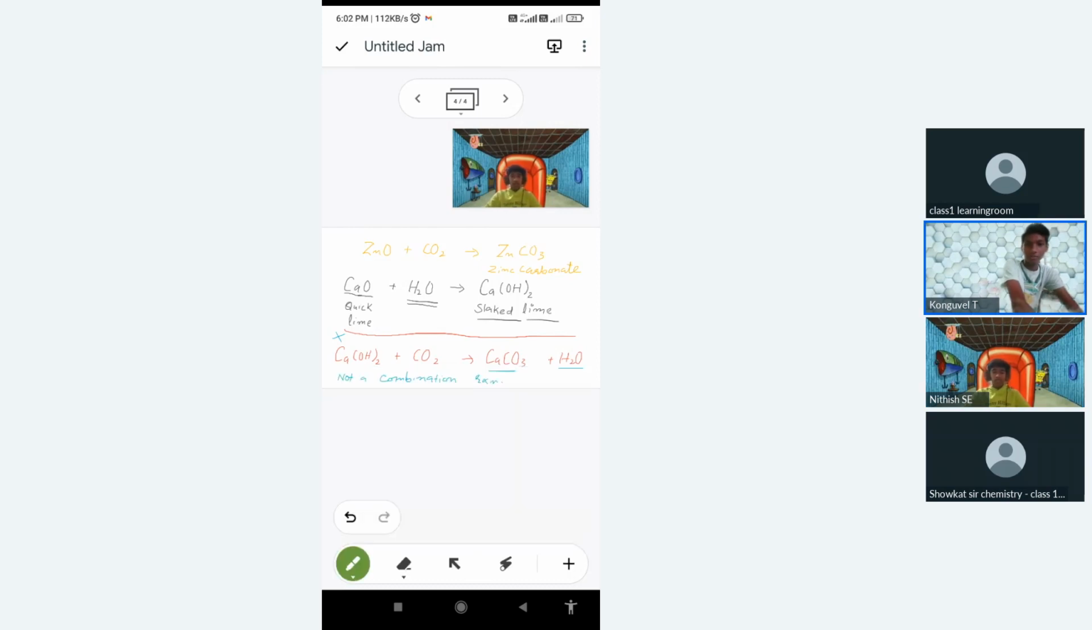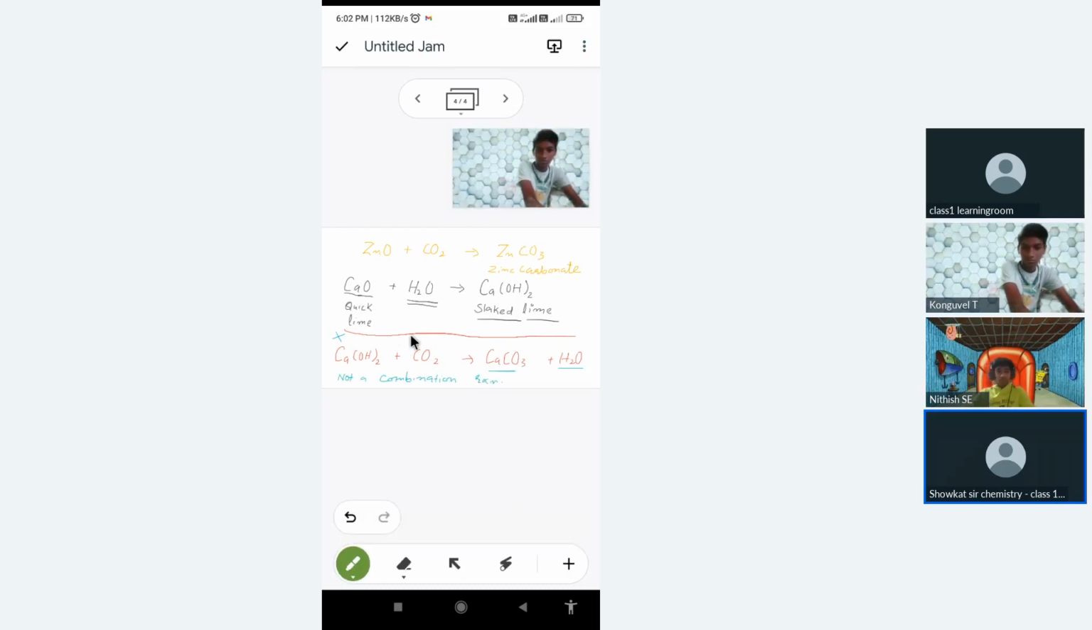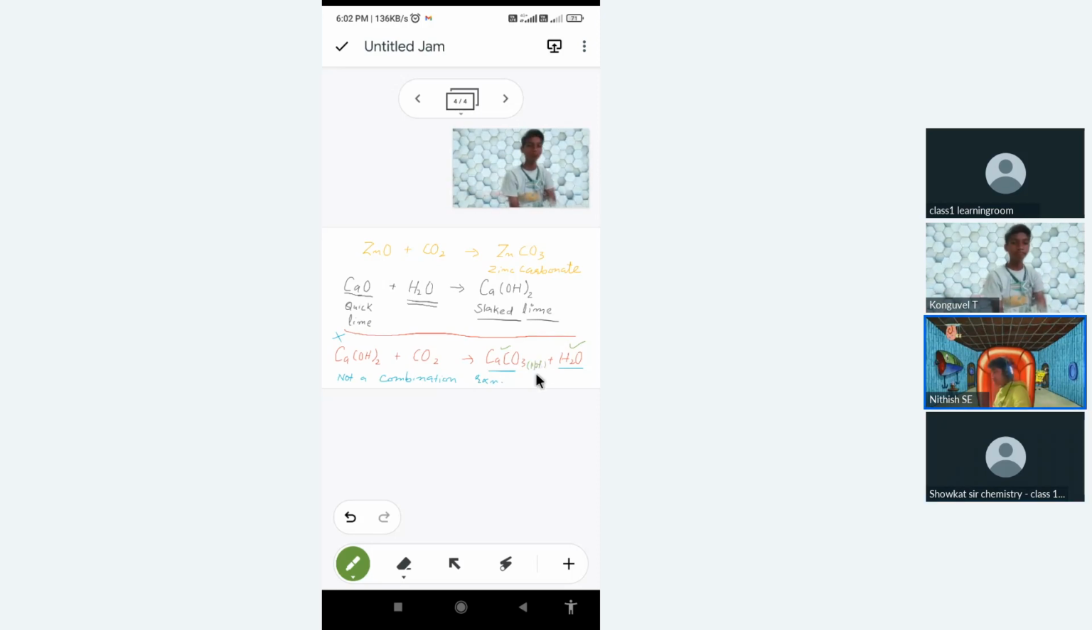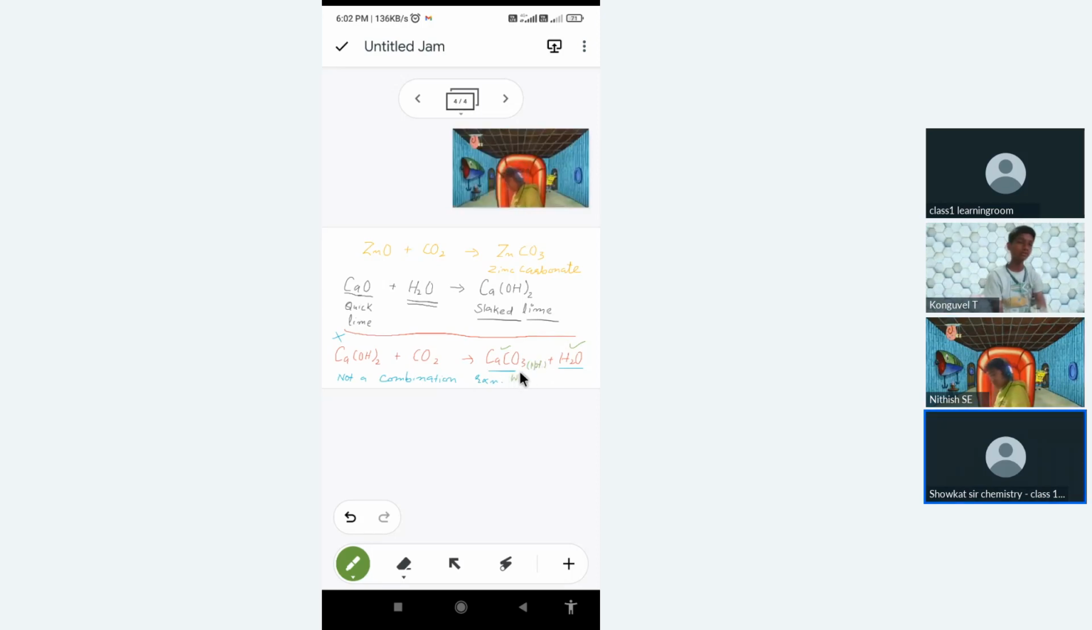Sir, formation of water. Yeah, we can form water here, and we also get calcium carbonate. Calcium carbonate is a white precipitate. So that is why this reaction has an application in whitewash of walls. Have you heard of this? Whitewash of walls, right?